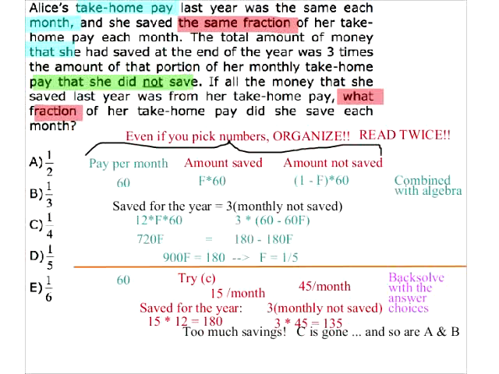So then we can just try answer choice D. Still 60 per month. That means now 12 per month. It's 1/5. And so then 48 per month. And then let's do the math on that. Saved for the year is 144, 12 times 12. And then 3 times monthly not saved, 3 times 48, is also 144.